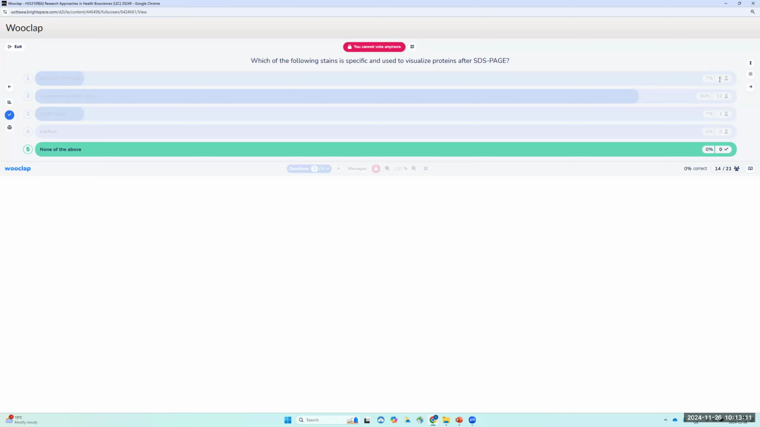Ethidium bromide is used for DNA, it is not used for RNA, because ethidium bromide intercalates into the DNA, and SYBR green is for RNA. Okay, guys.